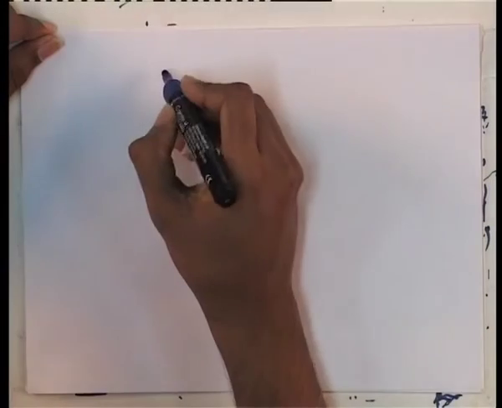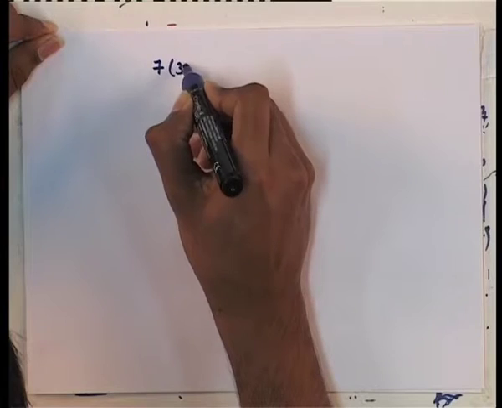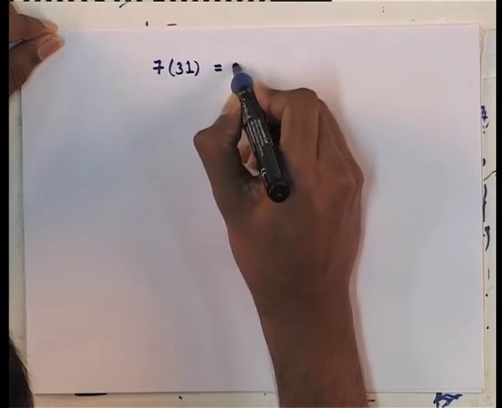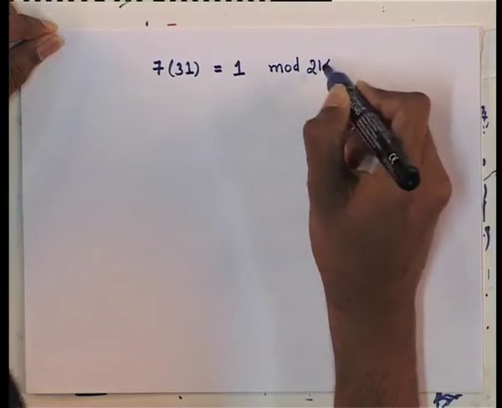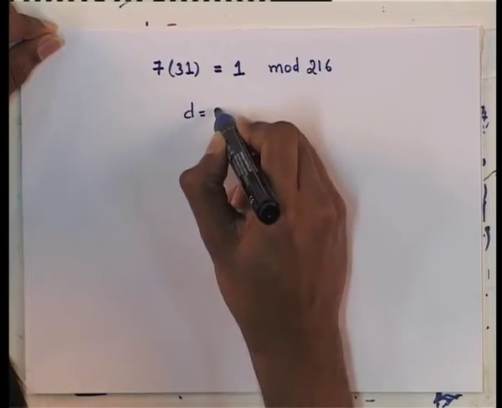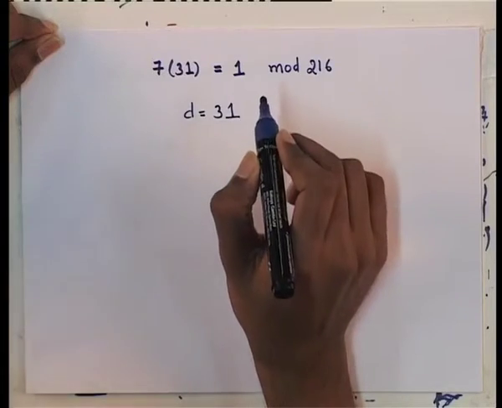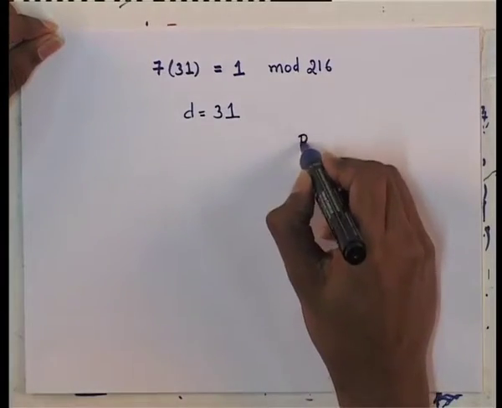So we clearly see that 7 times 31 is equal to 1 modulus 216. So D is 31 in this case. So the correct option is option B.